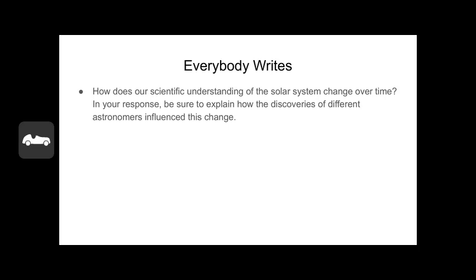Julia's exemplar response was, our scientific understanding of the solar system has changed dramatically over time with advancements in both research and technology. For example, the ancient Greek scholar Aristotle originally wrote about the geocentric theory, which was the idea that the earth was at the center of the universe. Remember, with geo, it means earth. The root word geo means earth.